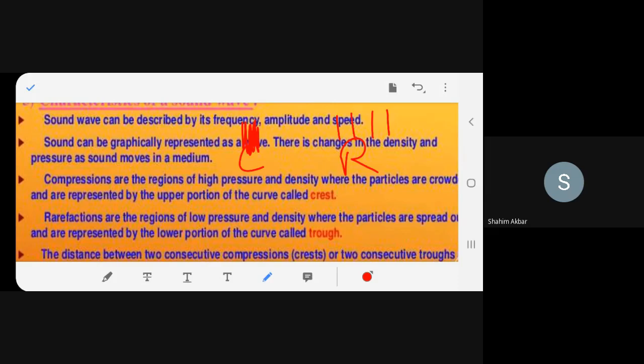So what does density mean? Thickness and thinness. Is it clear? So compression, thickness. Rarefaction, it's apart, thinness. Is it clear now? So density is maximum in compression. Density is minimum in rarefaction. All of you agree?